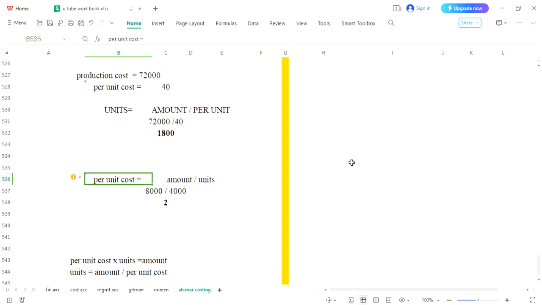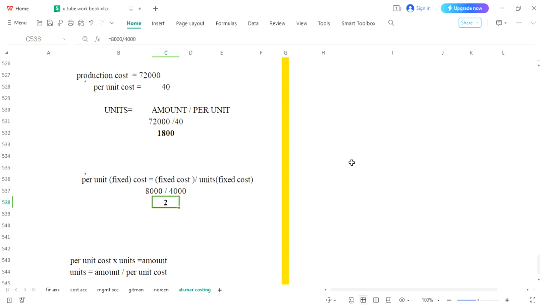It is the formula we can alter according to our requirement. Per unit fixed cost is equal to amount of fixed cost, divided by units of fixed cost.